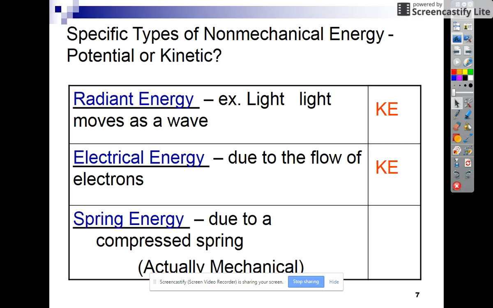The last one here is spring energy. When you think about spring energy, you have to think about it like a compressed spring. So it's actually a mechanical type of energy because we can actually see that type of energy. But with a spring energy, if something is compressed, you should think about it in terms of potential energy because it does have that potential to move.